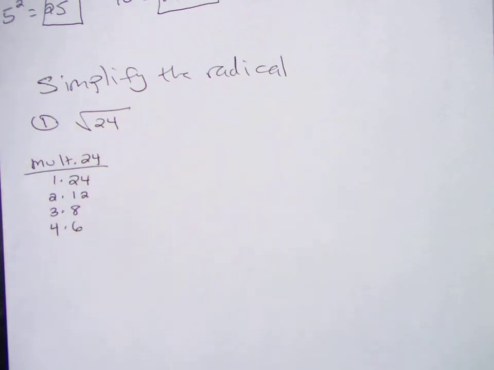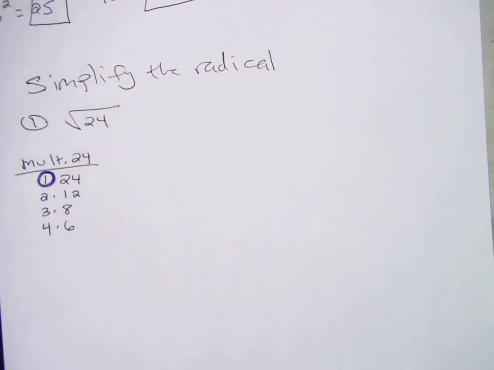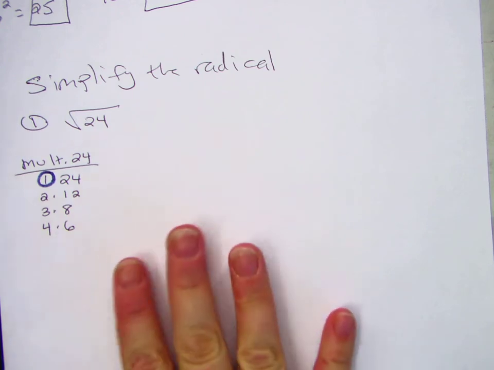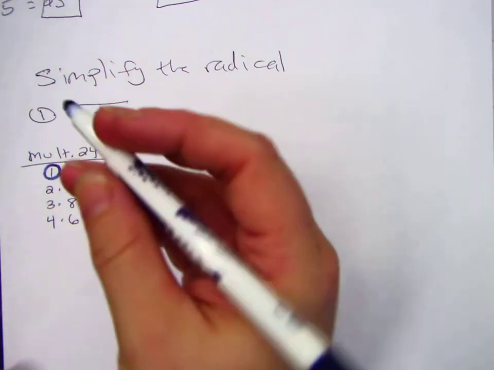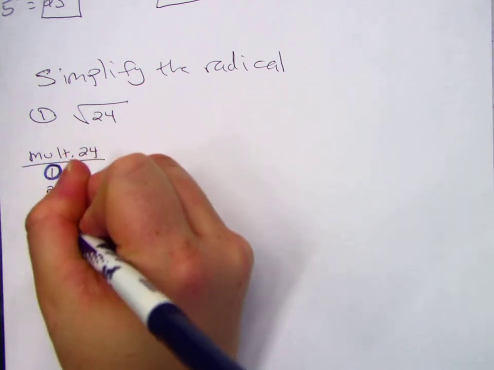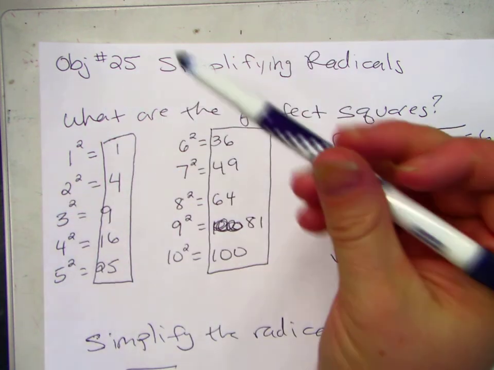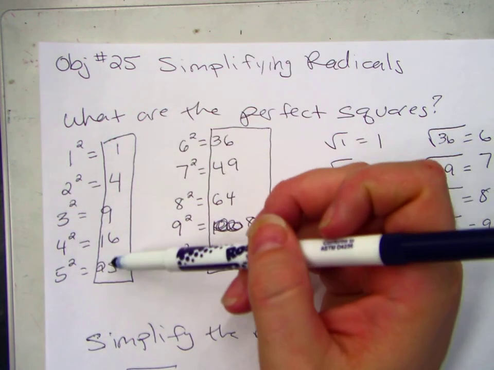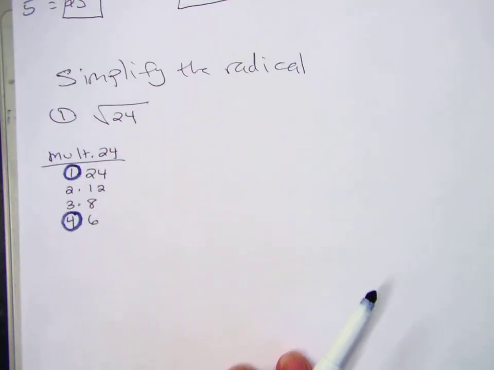And then I'm going to go through and circle anything that is a perfect square. All right, so is 1 a perfect square? Yes, I'm going to circle it. Is 24 a perfect square? No. 2? No. 12? No. 3? 8? 4. So if you're having trouble deciding this, we're looking in our boxes. Is 1 in the box? Yes. Is 24? No. Is 2? No. So we're circling everything that was in the box.